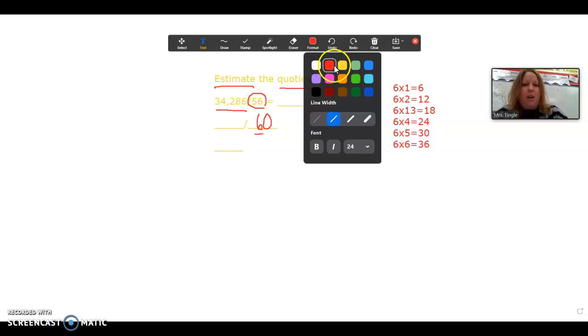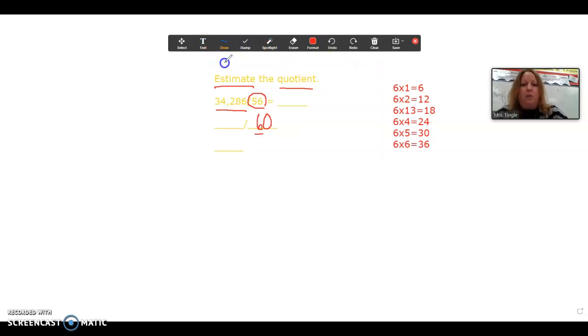Why not? Well, let me change colors here and I will try to show you why not. Because 34,286 starts with the number 34. What we're trying to do is think about a basic fact. 6 times what gives us a number close to 34? Well, we've got 30 and we've got 36. So we could actually use either one of these. 36 is closer to 34, so I'm going to go with that.